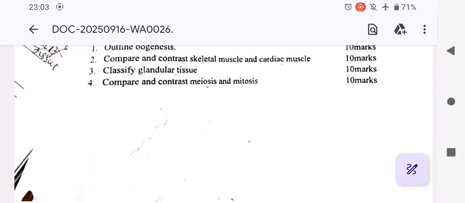Then is crossing over present in mitosis? The answer is no, because crossing over is the one that brings about genetic variation. But crossing over is present in what? In meiosis, specifically in prophase. So that is basically some of the differences that you can talk about in terms of meiosis and mitosis.